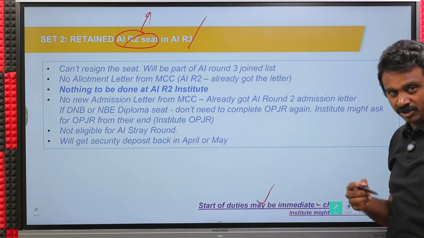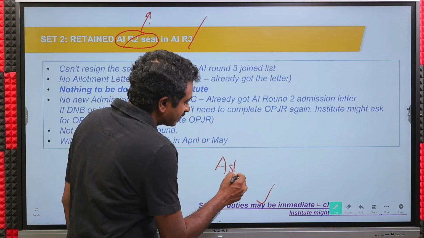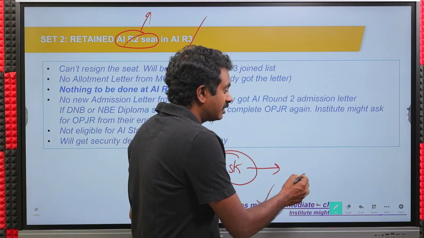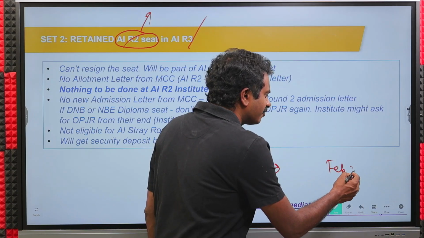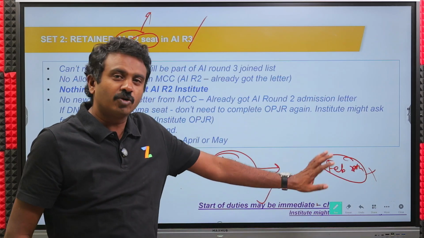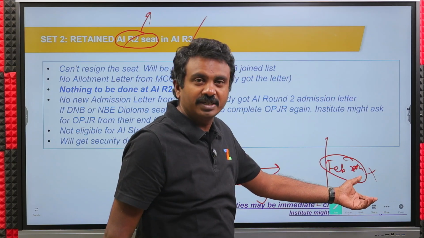Let us say you have not started duties yet. Now it is time to ask the institute when they are starting duties. Better to ask the institute. If the institute permits, you can even start duties as late as Feb 28th, the last date of admissions. Beyond this, you cannot start duties. If you don't start, you lose your seat. NMC will ask for the list of candidates who started duties till Feb 28th.